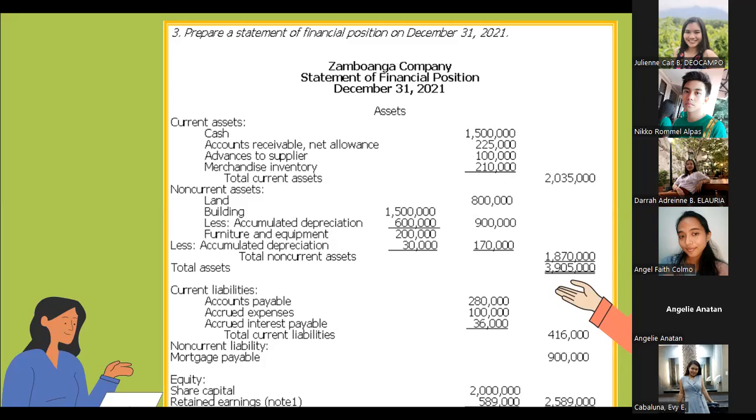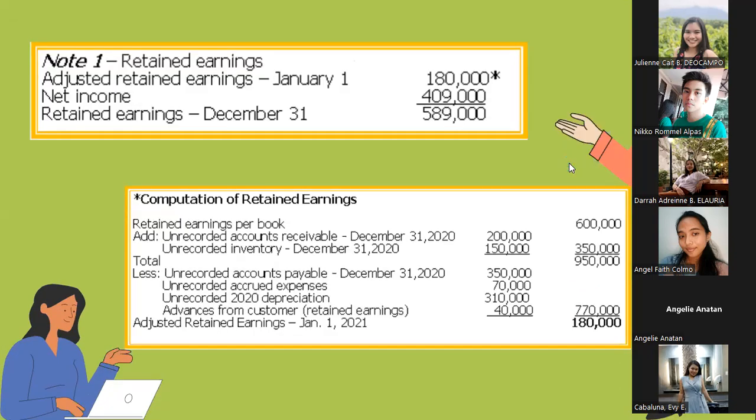3,905,000. For the current liabilities, accounts payable 280,000 plus accrued expenses plus accrued interest payable equals 416,000 total current liabilities. And for the non-current liability, mortgage payable 900,000, and for the equity, share capital 2 million, retained earnings 589,000, equals 2,589,000. Okay, note number 1.